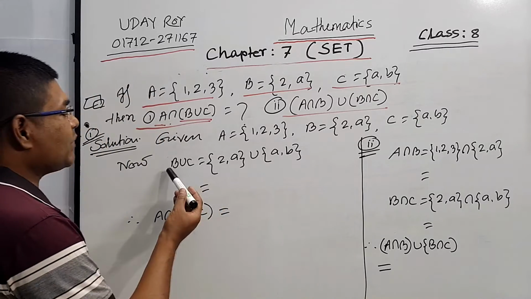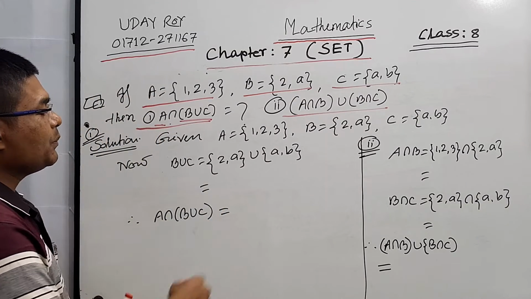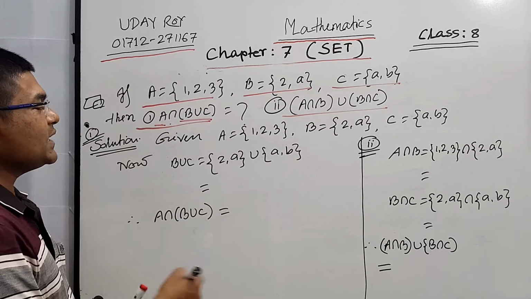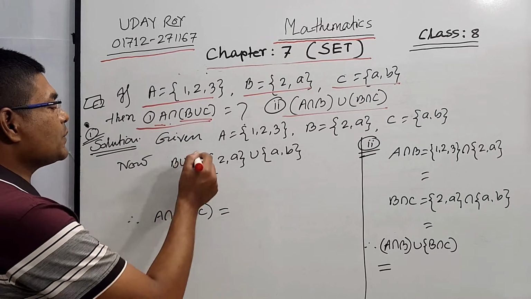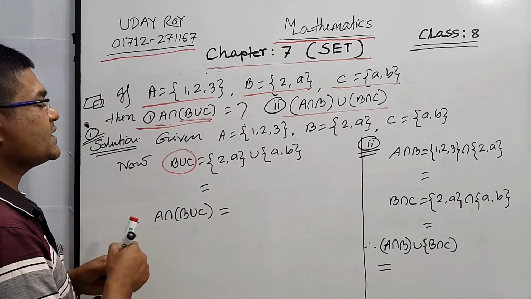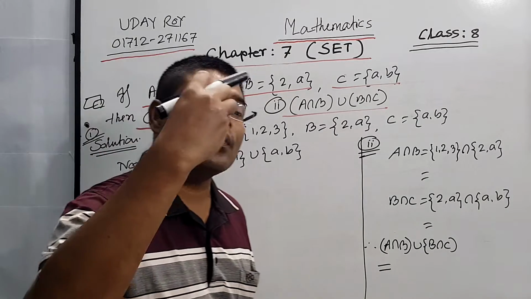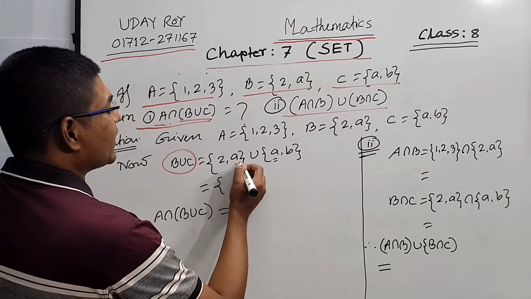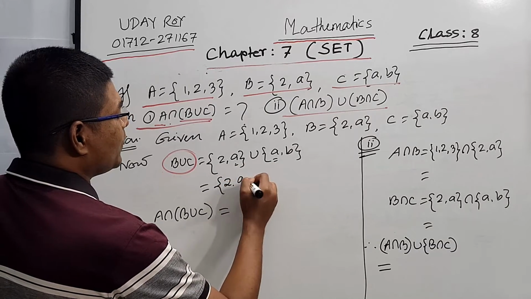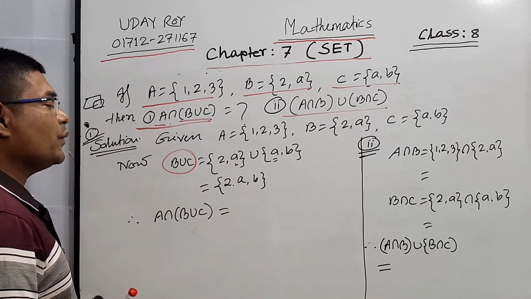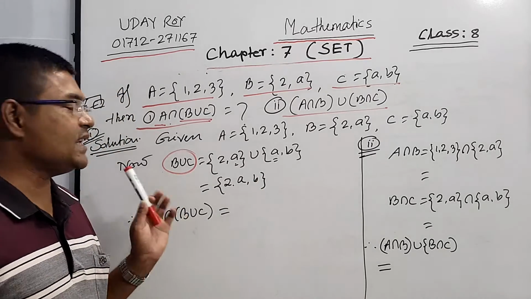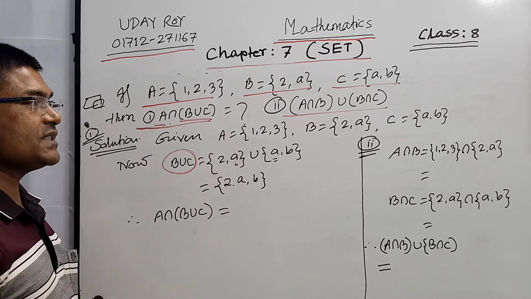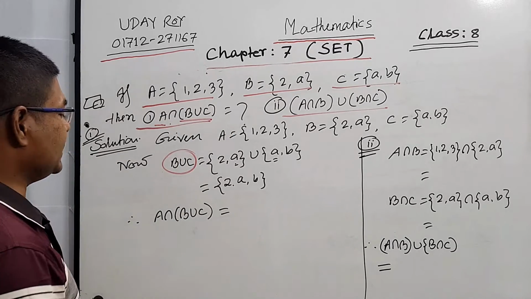I have written at first B union of C. B equals 2, a, union, a, b. So at first we will do B union of C. Union means common and uncommon. For this reason, the common one is only a. So we get 2, a, b. So we have got B union of C. Now we have to find out A intersection B union of C.